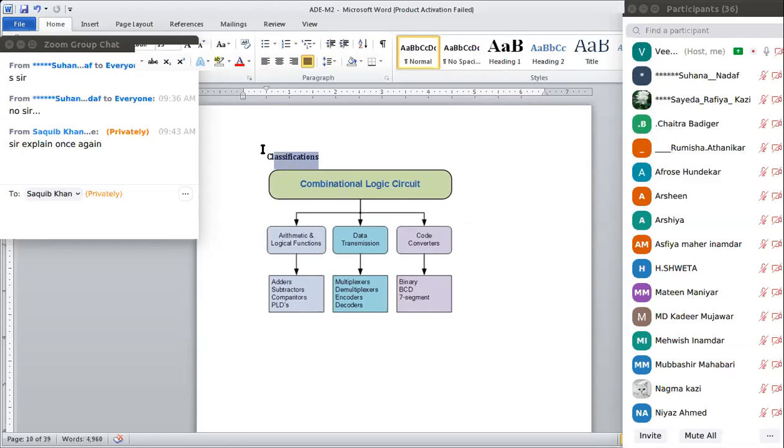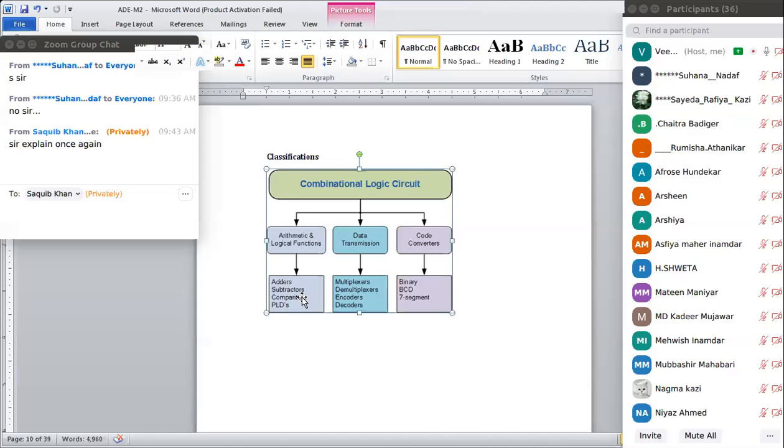So where are these combinational logic circuits used? For example, arithmetic and logical functions. In a calculator, there is addition, multiplication, difference or minus, product, and division. Percentage is there. In calculators, we are going to use combinational logic circuits.